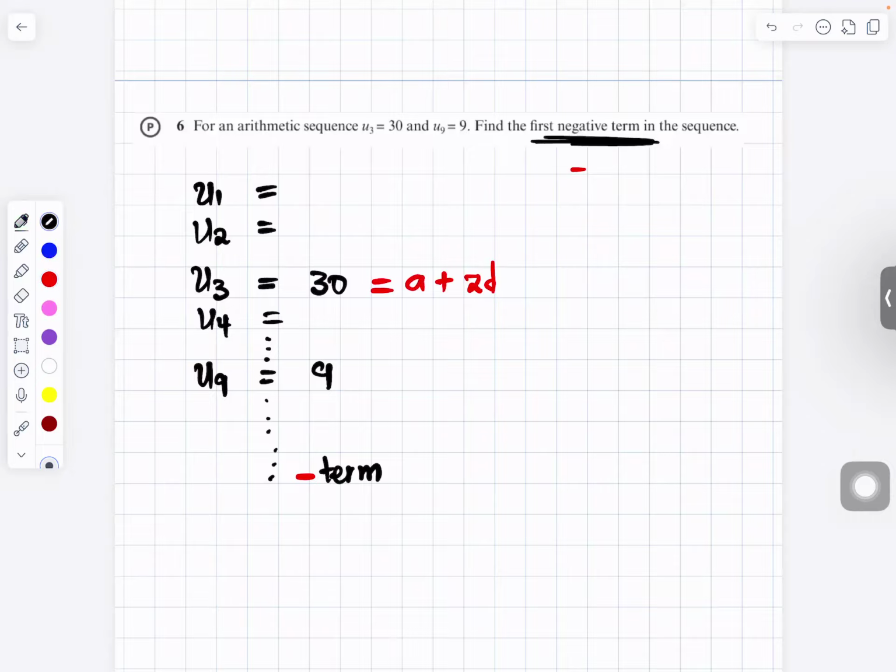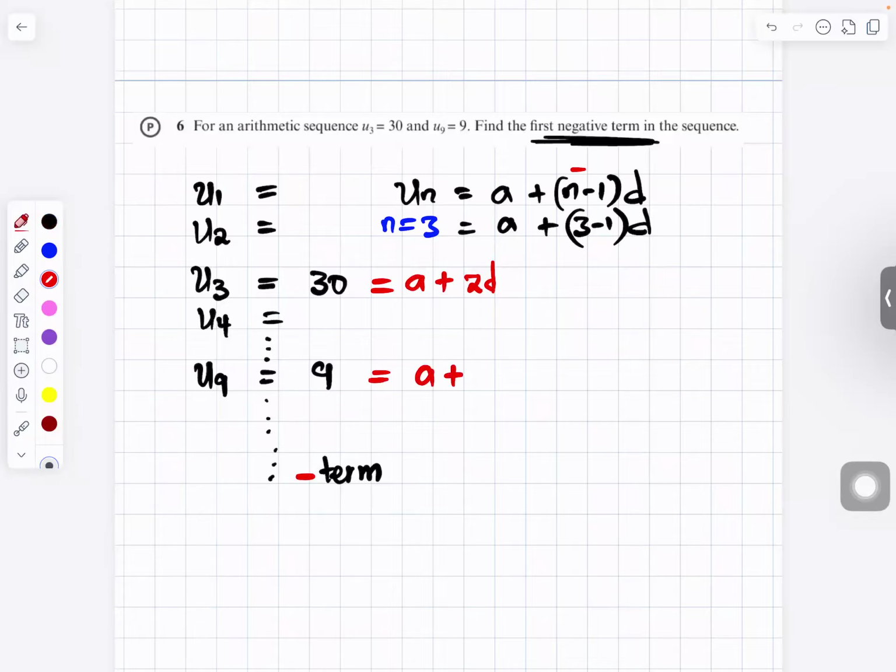If we write the general formula as Un is A plus (n minus 1)D, you substitute A and n is 3. So if you put n equals 3, that will give you A plus (3 minus 1)D. So 3 minus 1 is 2. So that's how we got A plus 2D. And for the 9th term, that would be equal to A plus 8D.